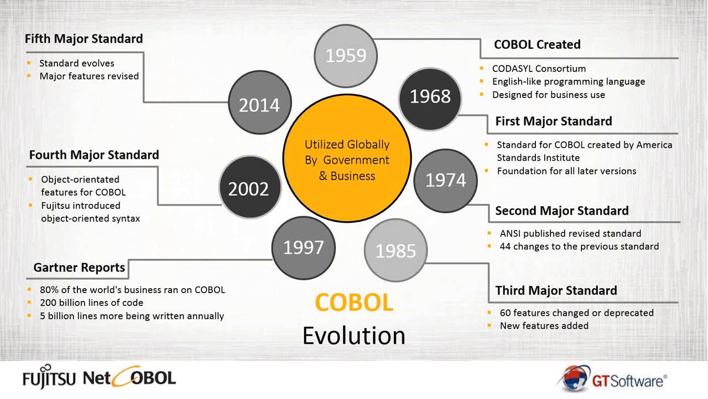So we'll talk about the fourth major standard, which added object orientation to COBOL. COBOL vendors like IBM, Fujitsu, and Micro Focus all introduced object-oriented syntax based on the drafts of the 2002 standard. Also in 2002, Fujitsu Software introduced the first COBOL compiler targeting the Microsoft .NET framework. And finally, there's the 2014 COBOL standard. That was published to address some of the shortcomings that were in the 2002 version of the standard.